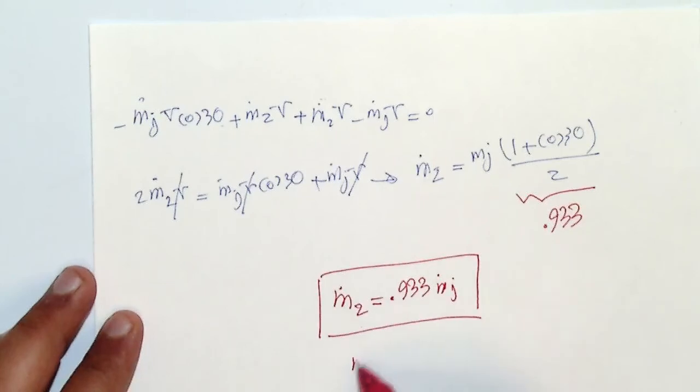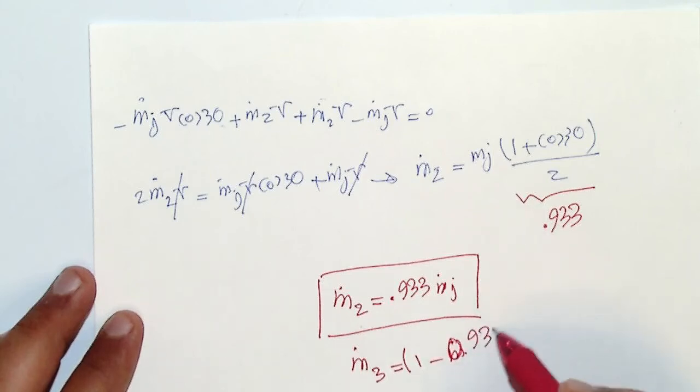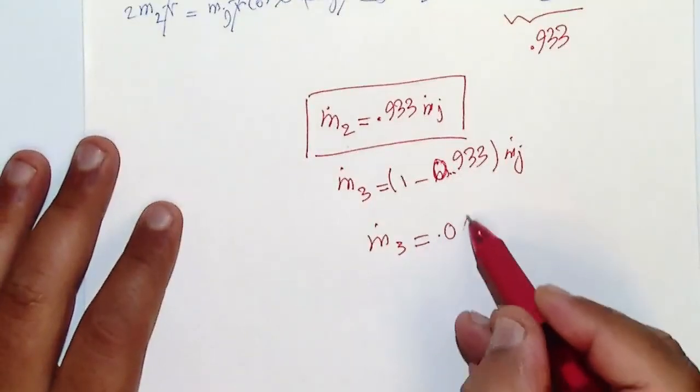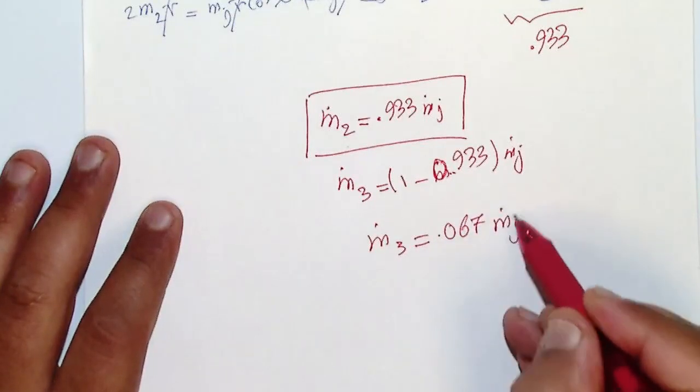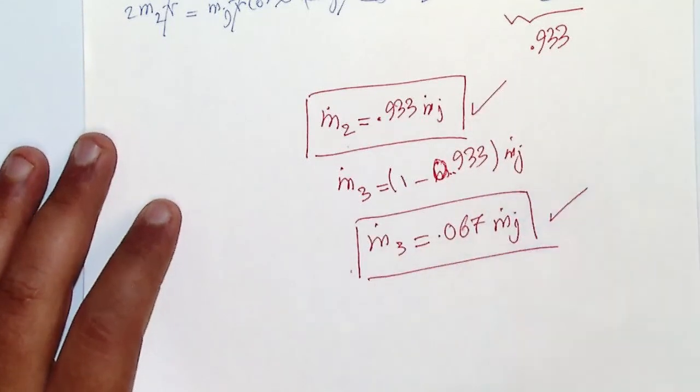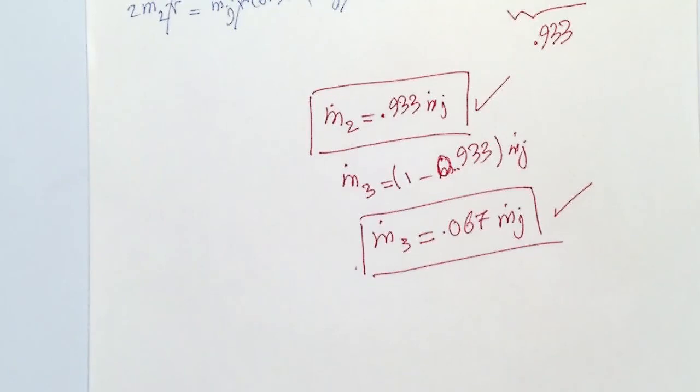What about m dot 3? m dot 3 is m dot j minus m dot 2, which is 1 minus 0.933 times m dot j, which is 0.067 m dot j. This means how much of m dot j passes over part 2 and how much of that passes over part 3.